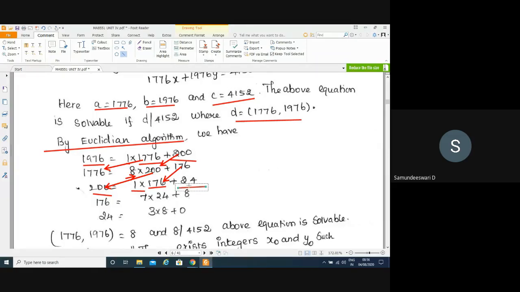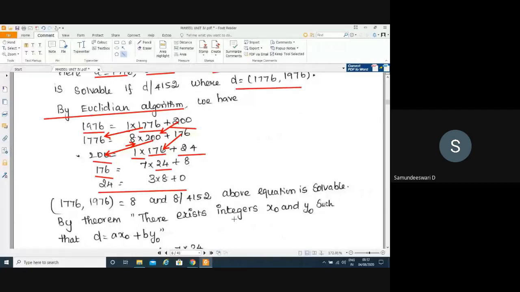So 176 is again divided by 24, because it is the divisor and the remainder. We get quotient 7 and remainder 8. Again the same procedure: 24 divided by 8. We get 3 into 8 plus remainder 0. If you get the remainder 0, stop the procedure and write down the divisor as your GCD.